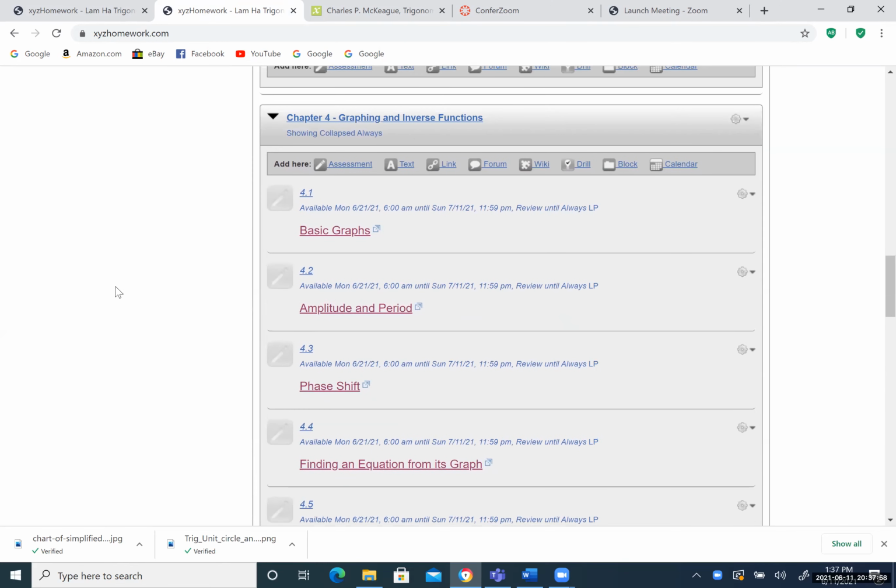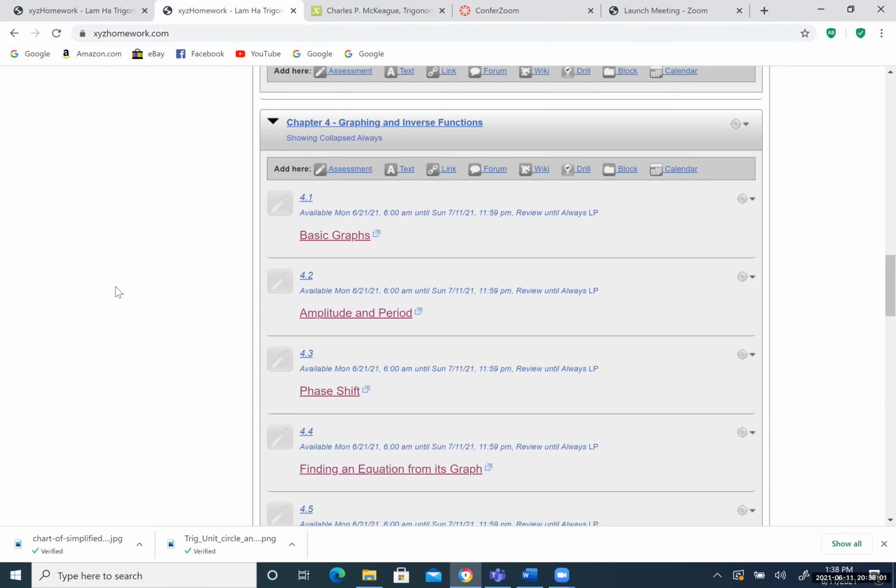So for chapter 4, we'll learn about graphing. Like how to look at a graph and tell the equation, how to write an equation, some detail about a graph, and the inverse function of trigonometry and some inverse functions of a linear function and quadratic function, but mostly we're focusing on trig functions.